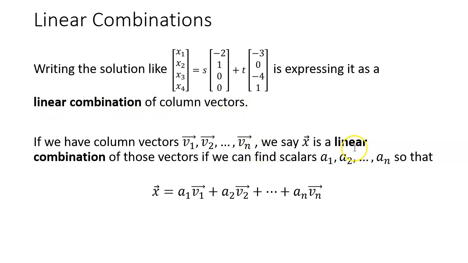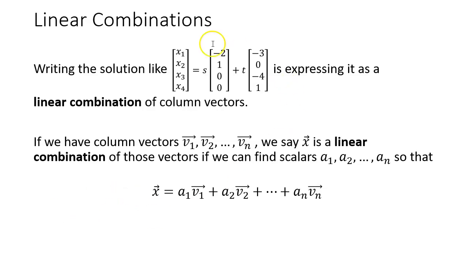So a linear combination simply means that if we have a bunch of vectors, we can find scalars, in this case a1 through an, so that the vector x is written as a scalar times the first vector plus a scalar times the second vector, all up to a scalar times the last vector. And just to be clear, some of these scalars could be 0, so x would still be considered a linear combination even if it was just, let's say, 2v1, or just a combination of two of the vectors. But this is the idea of a linear combination.